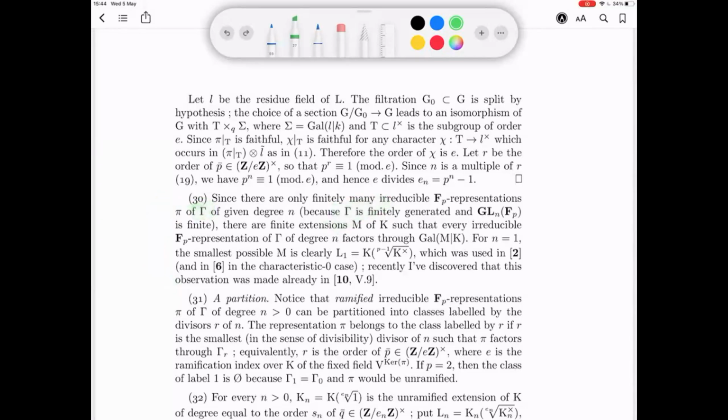Why am I discussing this? I'm discussing it because I want to say that, is there a question? Somebody asked a question? Oh, no, sir. No. Okay. So I want to say that there are only finitely many FP representations of this gamma of given degree n.